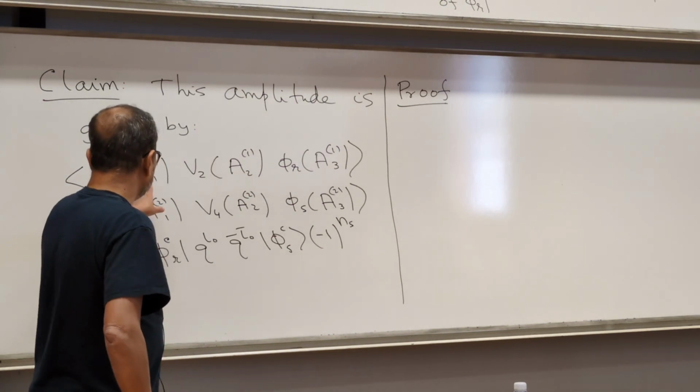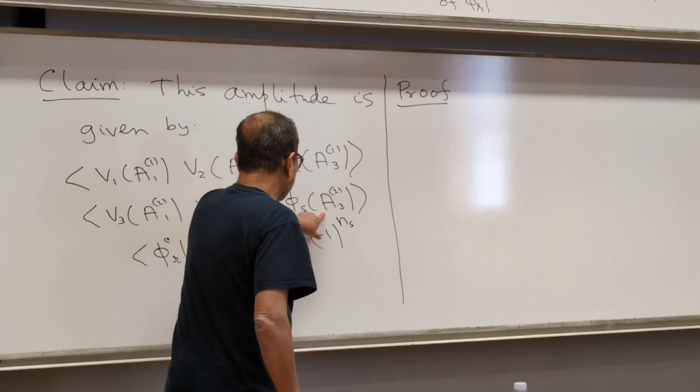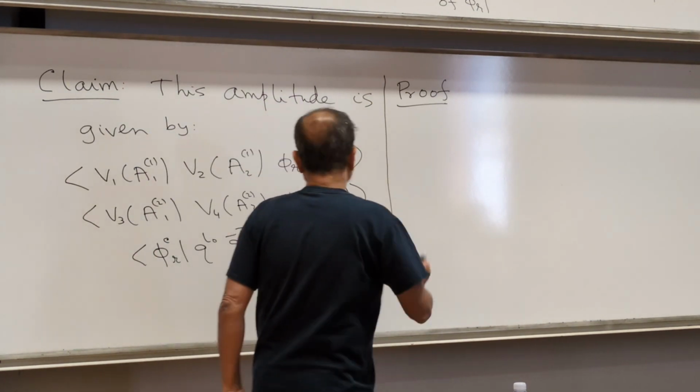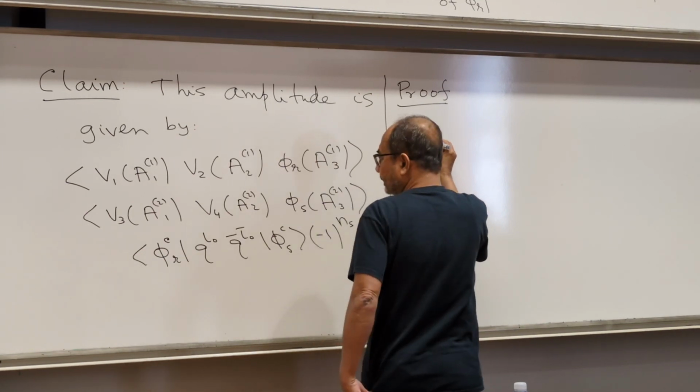So first we shift these by A13 and shift these by A23, to write this as, now I am going to write it as a vacuum expectation value.